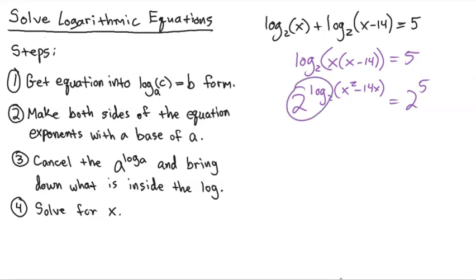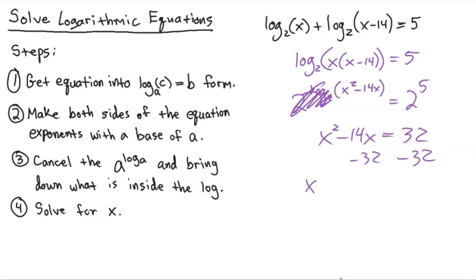So now we cancel the 2 to the power of log base 2 and bring this down. We have x squared minus 14x equals 32, since 2 to the 5th power is 32. Well, this is a quadratic now. The way we solve a quadratic is we set one side equal to 0. So we subtract 32 from both sides, and we get x squared minus 14x minus 32 equals 0.